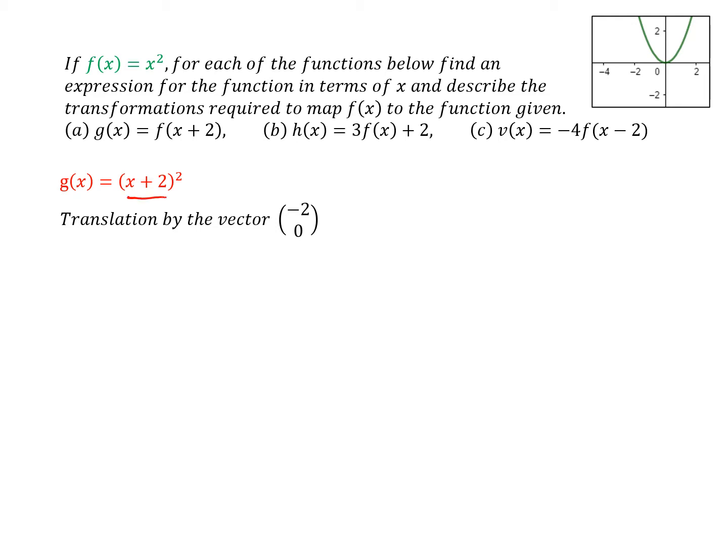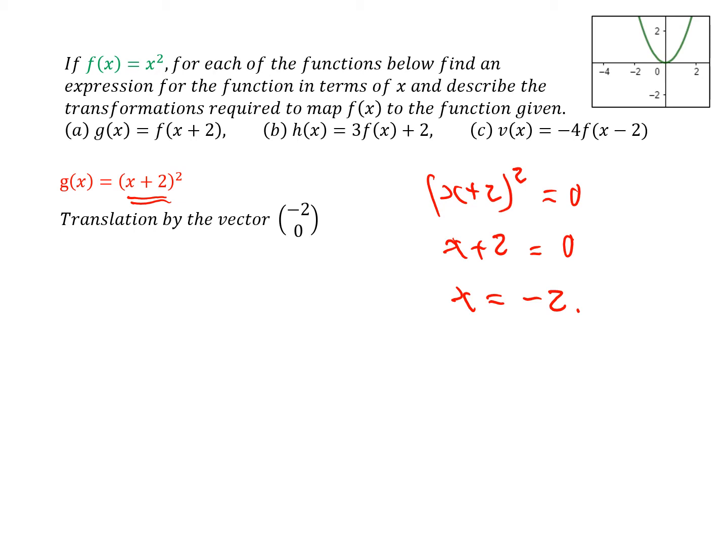When we're inside the brackets, as we are here, we're affecting the x values, and it's the opposite of what you might expect. So another way of thinking about this is to say that, well, when does (x plus 2) squared equal 0? And that's when x plus 2 equals 0, which is when x equals -2. So that's another way of thinking about what the effect of that translation is.